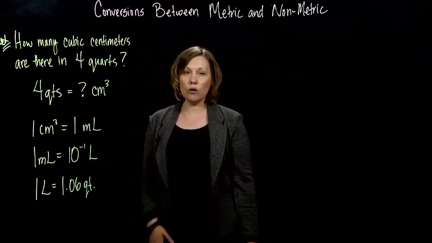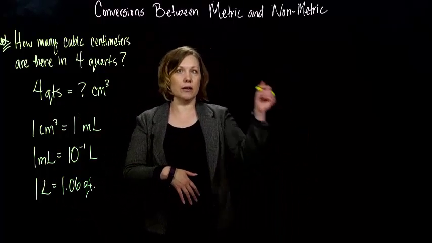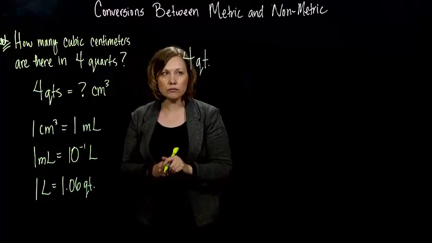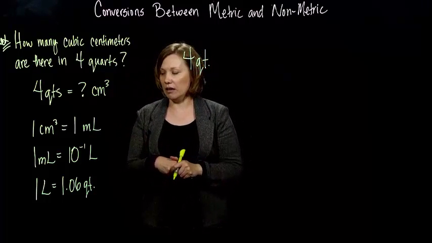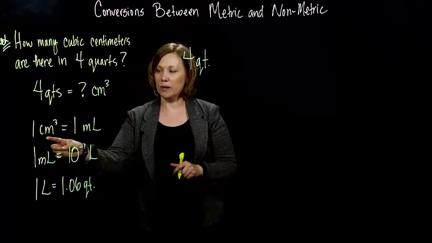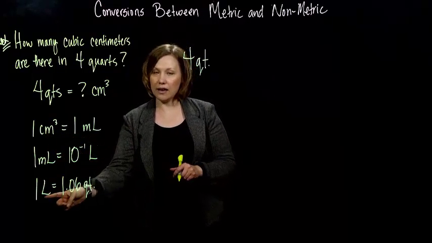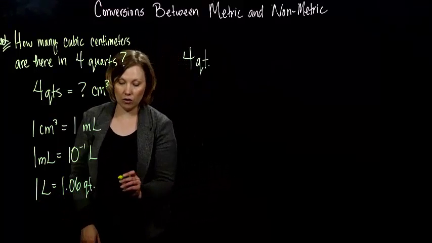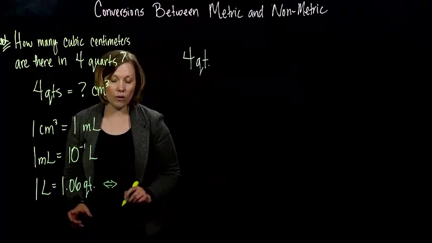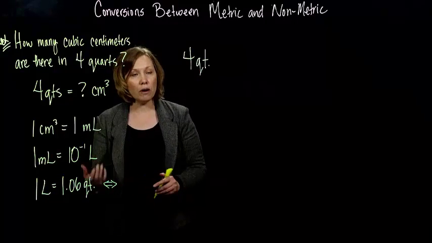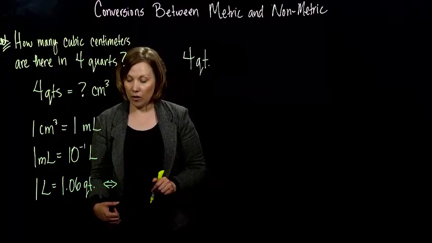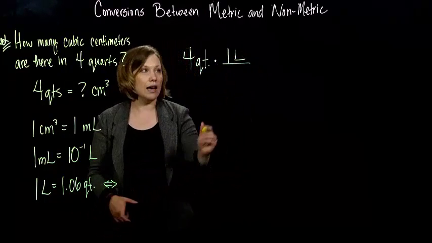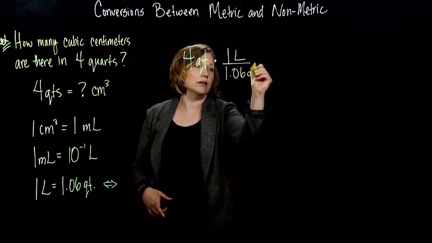All right, so I have 4 quarts, and I want to get to cubic centimeters. So I'm going to write down my 4 quarts, okay? Now I want to end up with cubic centimeters. So I can see I can go from quarts to liters, all right? If I want to go from quarts to liters, what do I want to have on the top and what do I want to have on the bottom? Well, I want to go to liters, so I want my liters in the top, right? And I want my quarts in the bottom.